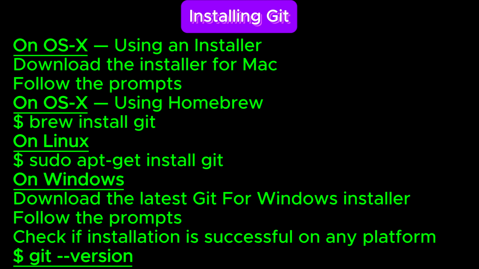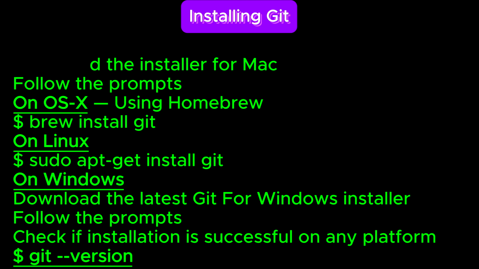Next is Windows. You can just download the latest Git for Windows installer and follow the prompts. I mean, it's a dialog box, just next, next, next. Then to verify that git is installed, you can use the command git --version. If it is showing your version, then it means it is installed on your system.